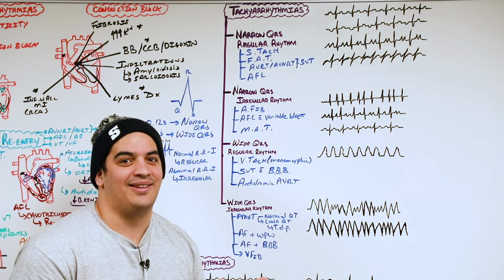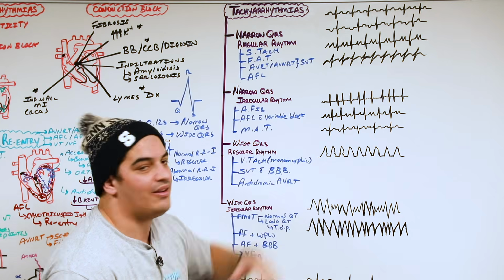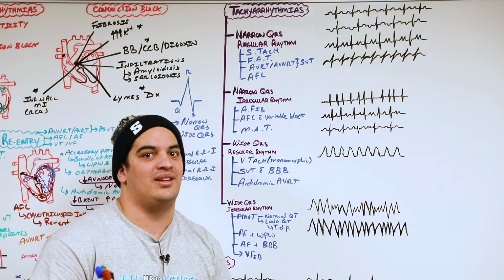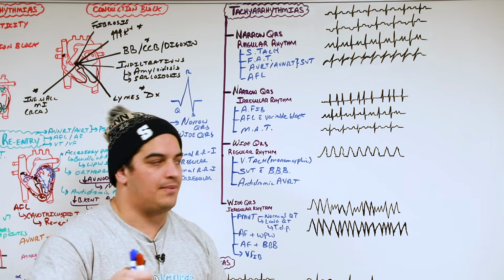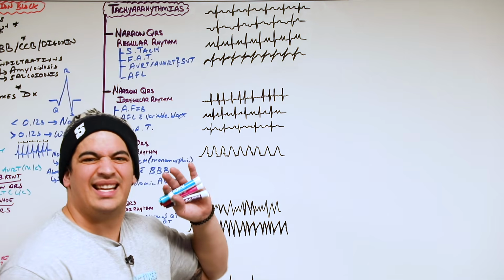And here's the great thing. Here's what's nice about this. Some of these, even if you can't identify the difference, you can treat them empirically and see which one improves, and that usually helps you to differentiate which rhythm it is. So now let's go ahead and talk about the EKG differences. Let's talk about our differential. Let's get into a little bit more detail.